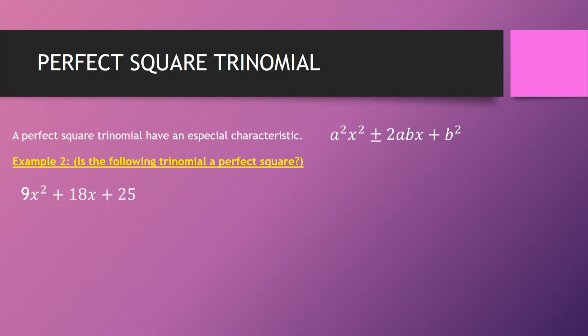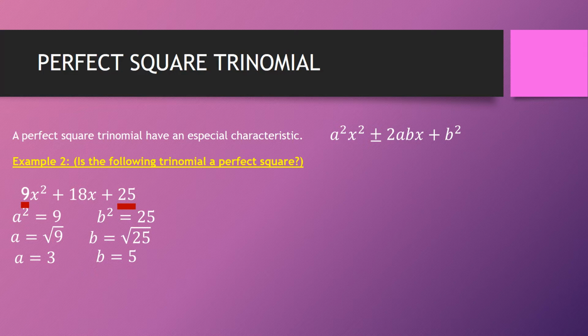Another example. Is the following trinomial a perfect square? We do the same. We select the coefficient of the term with x to the second power, and the constant term, and find the corresponding square roots. The square root of 9 is 3. The square root of 25 is 5. Then 9 and 25 are perfect numbers because they have exact square roots.